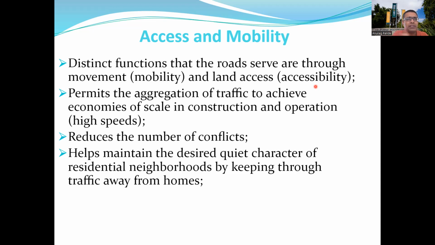And then the major and minor arterials fall in the middle. And basically what it does is it allows the aggregation of traffic to achieve economies of scale in construction and operation. So if you are building the freeway, it can take all the traffic and then move them very fast. It reduces the number of conflicts. So if you have a lot of slow moving and fast moving vehicles at the same place, that leads to more conflicts, more collisions, and that's not good for safety. So it's a good idea to separate out high-speed traffic from low-speed traffic, and that helps maintain the desired quiet character of residential neighborhoods by keeping traffic away from homes.